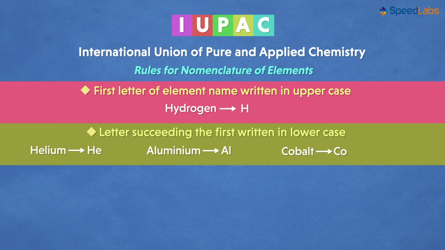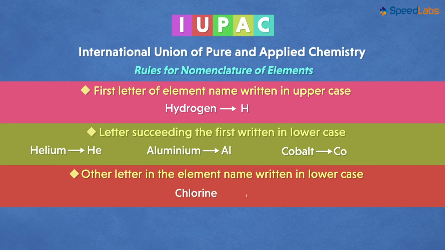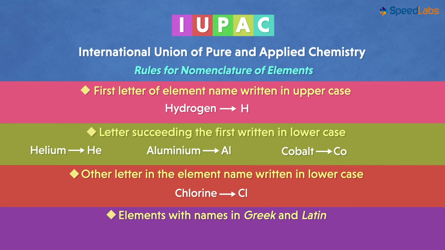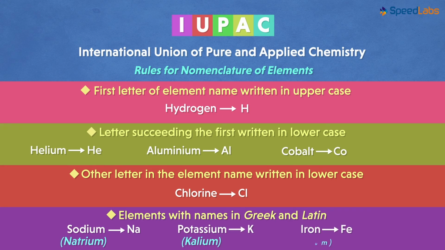Some elements can also have symbols where the second letter is not immediately the next one. Like in case of chlorine, we write it as Cl. Lastly, a few elements were given names in Greek and Latin. So the symbols of these elements were also based on these names. Can you guess a few examples for these? We have always come across sodium written as Na. Do you know why? Yes, because Latin name for sodium is natrium. Similarly, we have K for kalium, that is potassium, and Fe for iron from its Latin name ferrum.